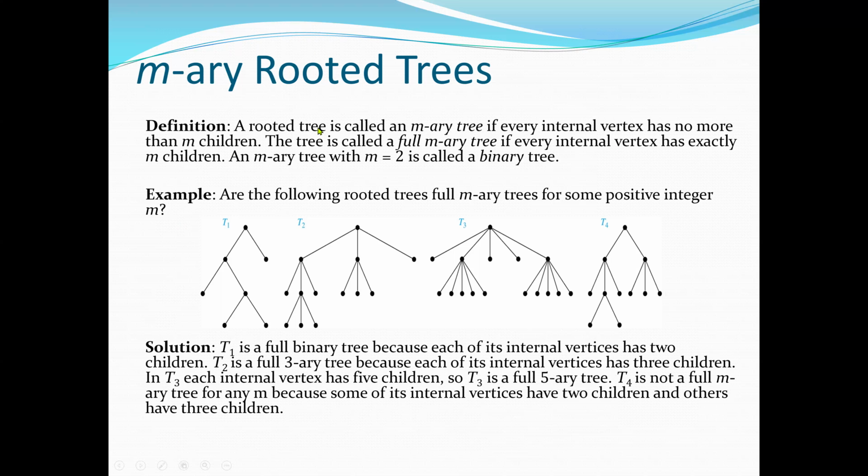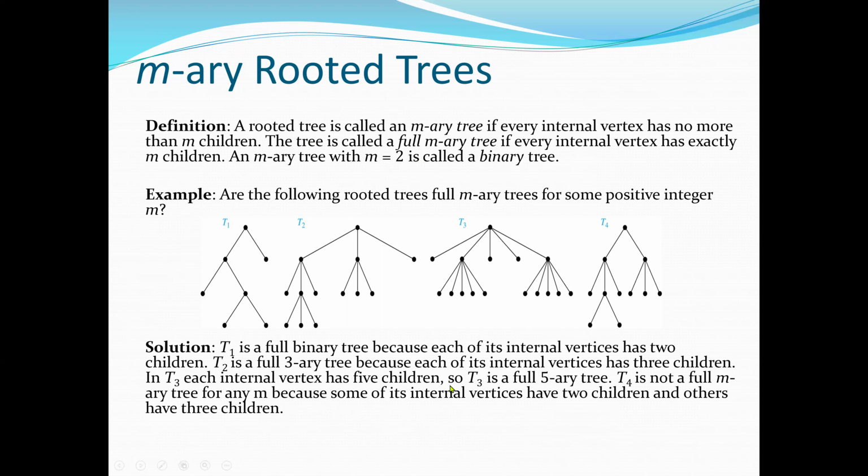So the rooted tree is called an m-ary tree because every internal vertex has no more than m children. The tree is called a full m-ary tree if every internal vertex has exactly m children. So it becomes a full m-ary. So we can have a full binary tree, which means all the vertices have exactly 2 children, not less than 2, not more than 2.